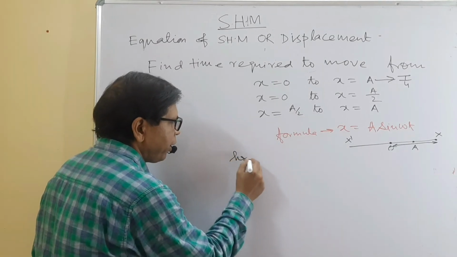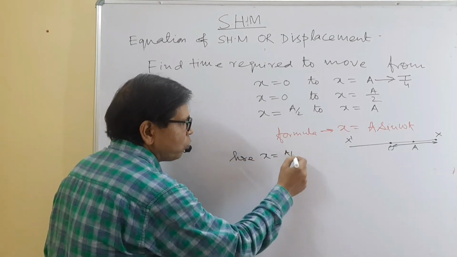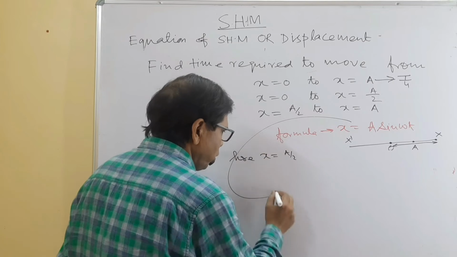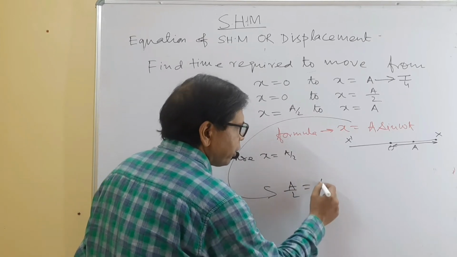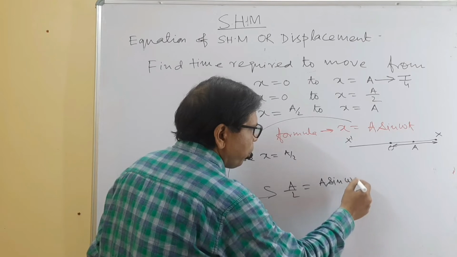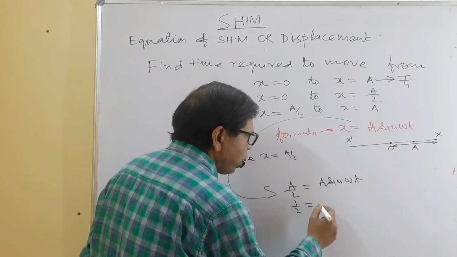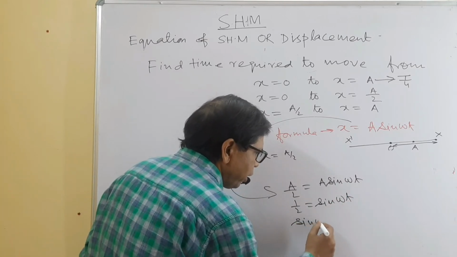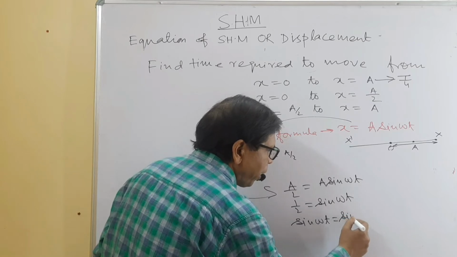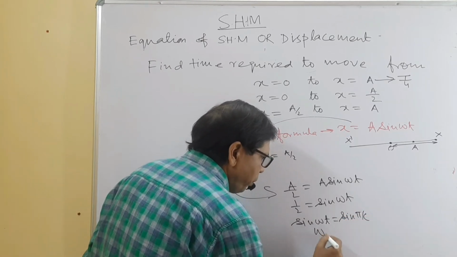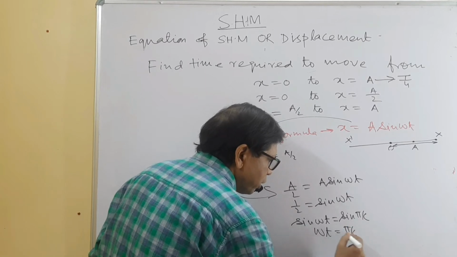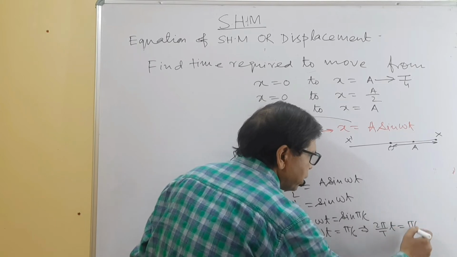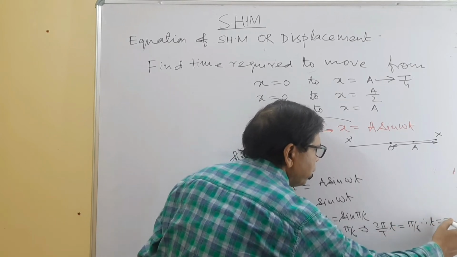When the motion starts from mean position, the equation of SHM is x equals A sin ωt. Therefore here x equals A by 2. If x equals A by 2, we have to calculate the t. Now from this equation, look at this. A by 2 equals A sin ωt. Now half equals sin ωt, therefore sin ωt equals half equals sin π by 6. Okay, therefore ωt equals π by 6. Now this is 2π by T into t equals π by 6. Therefore t equals T by 12.